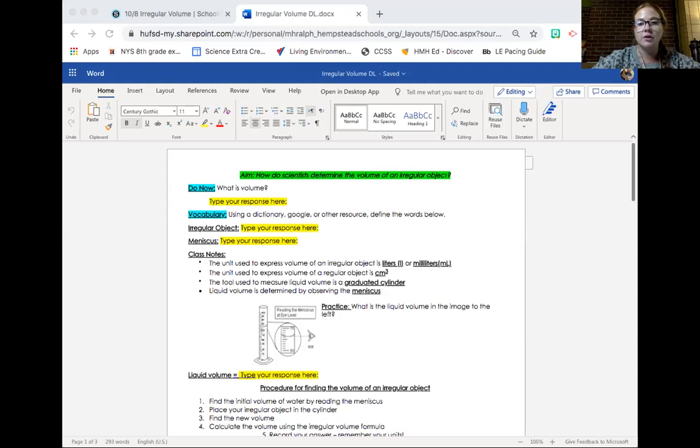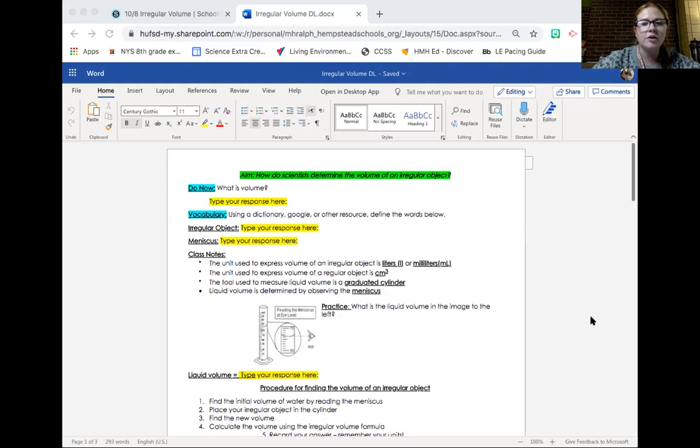So if we take a look over here to the right, what is the volume of the sphere? We have to look for our new volume. Here we can see our new volume is 65 milliliters. And then our initial volume is 40. So volume equals new minus initial. We have 65.0 milliliters minus 40.0 milliliters, which gives us 25.0 milliliters. However, is this correct?